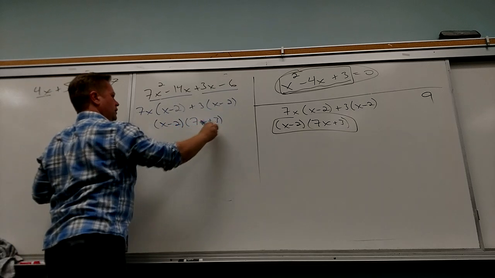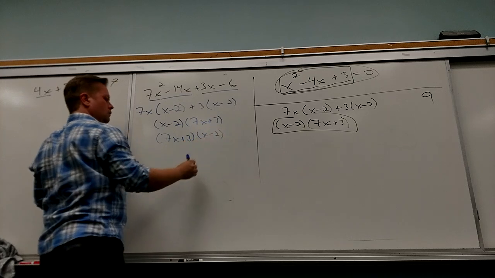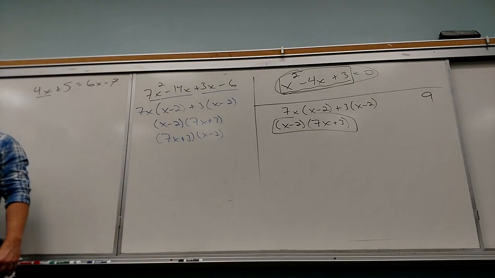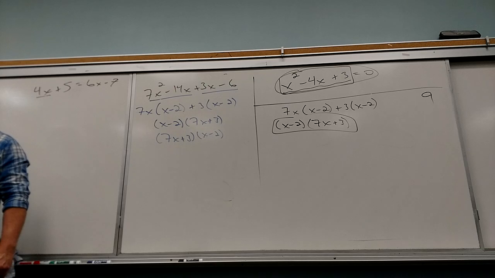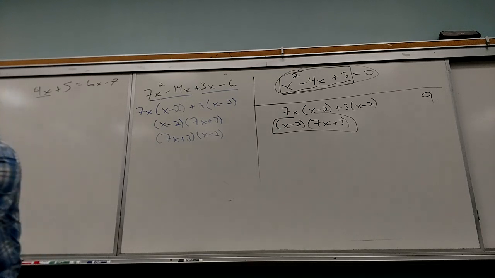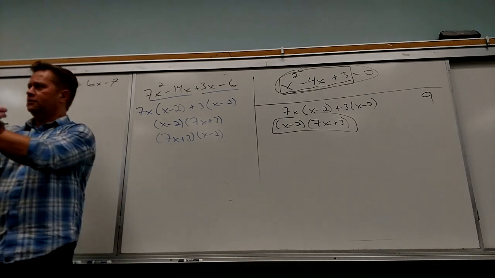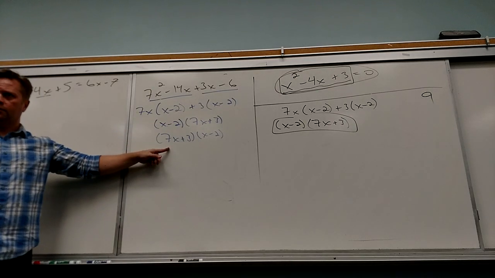What if I wrote, instead of this, what if I wrote this? Is that all right? What's 6 times 8? 48. What's 8 times 6? 48. Right? So that's commutativity. It doesn't matter what order they're in. These are both right. You with me?